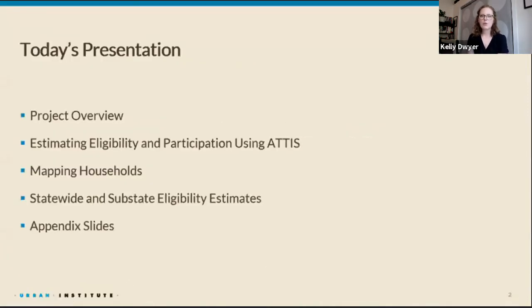I'll begin by giving you a brief overview of the project, and then I'll tell you a little more about how we used the ADIS model to estimate eligibility and participation in the child care subsidy program. I'll tell you a little bit about how we mapped households using the ACS data, and leave you with some information on what we actually found about statewide and substate eligibility estimates.